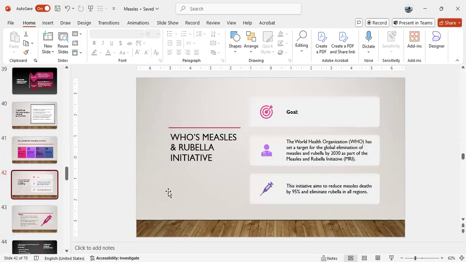WHO's Measles and Rubella Initiative. The World Health Organization has set a target for global elimination of measles and rubella by 2030 as a part of the Measles and Rubella Initiative. This initiative aims to reduce measles deaths by 95% and eliminate rubella in all regions.